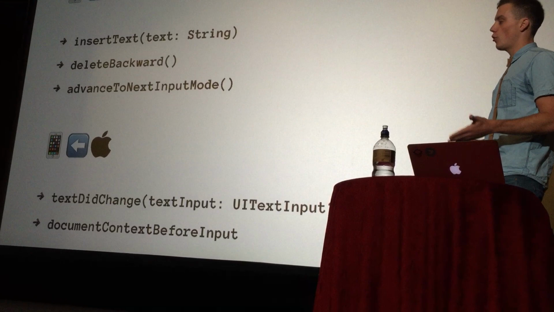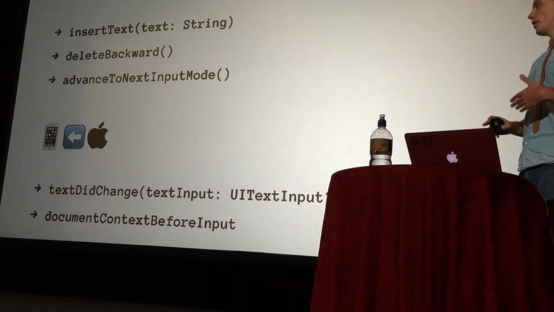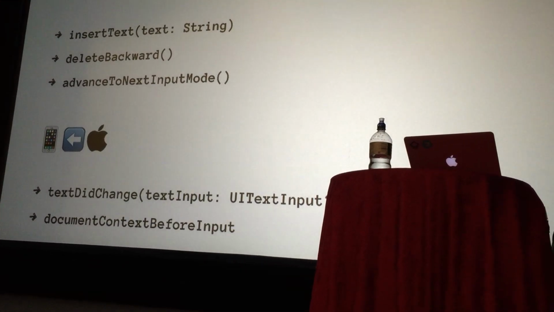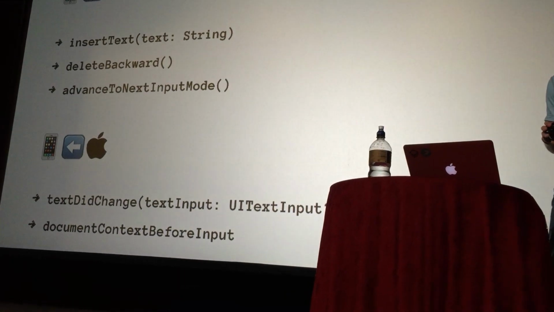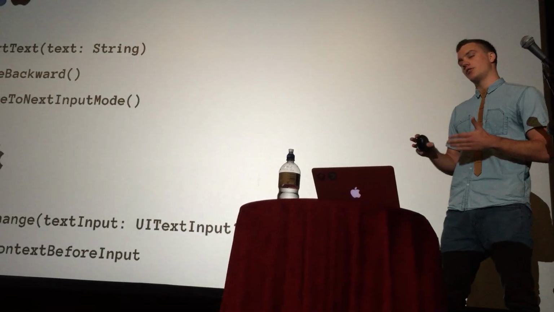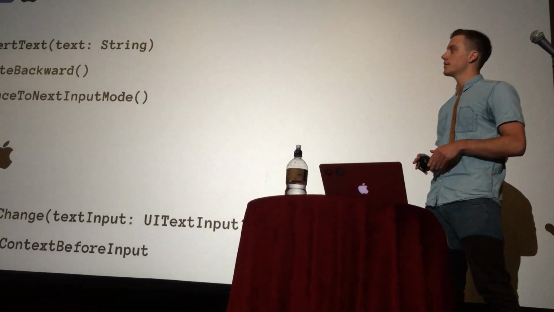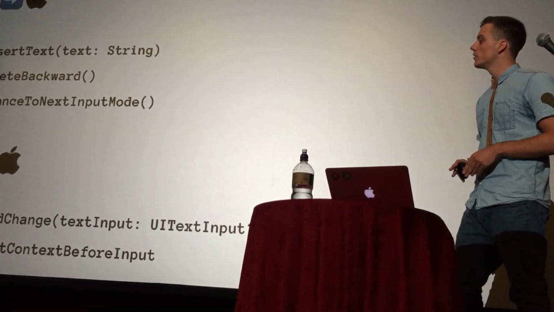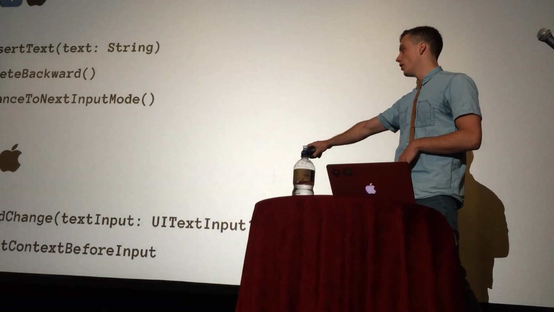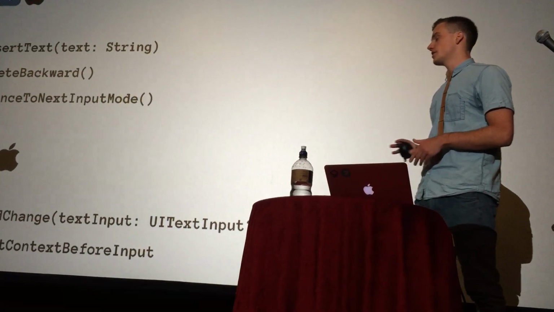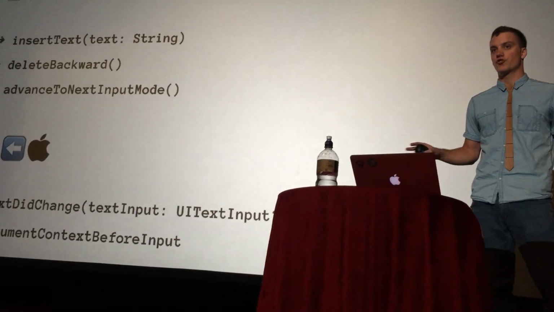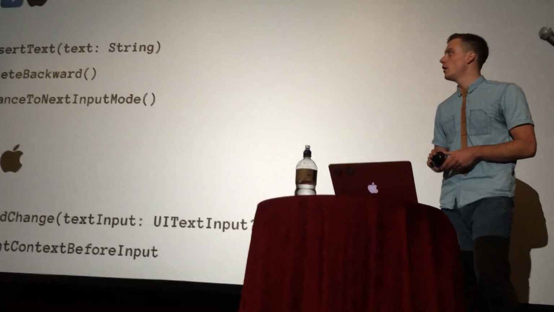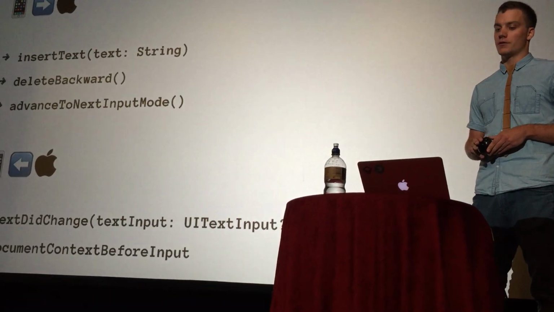And when it comes to callbacks back from the system, you get text did change, which basically means that the app or the user in the app triggered some change to the underlying text in the text field. And you should basically reload your internal state. And you do that by asking for the document context before input, which again is just a string, and that's the contents of the text field that the user is typing into.